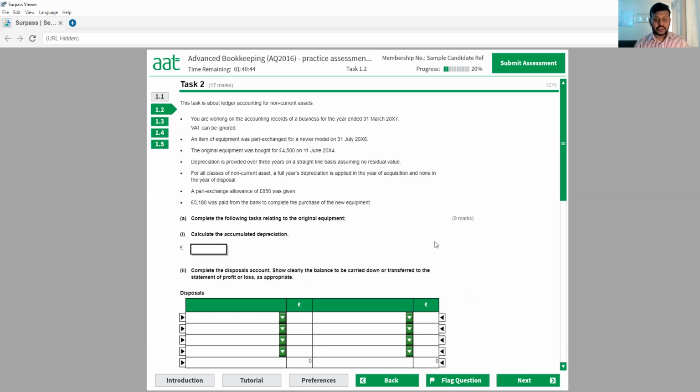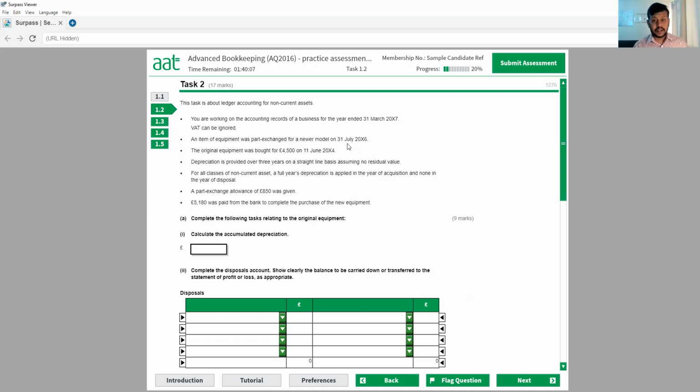All right, let's read this question. This task is about ledger accounting for non-current assets. You are working on the accounting records of a business for the year ended 31st of March 2017. VAT can be ignored, so you don't have to worry about the VAT. An item of equipment was part exchanged for a newer model on 31st of July.